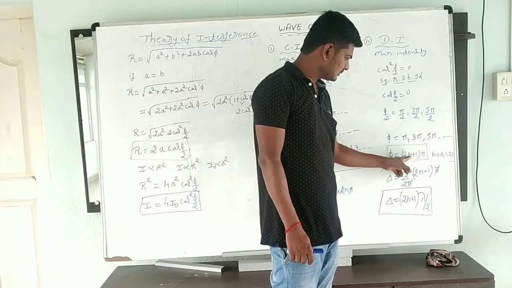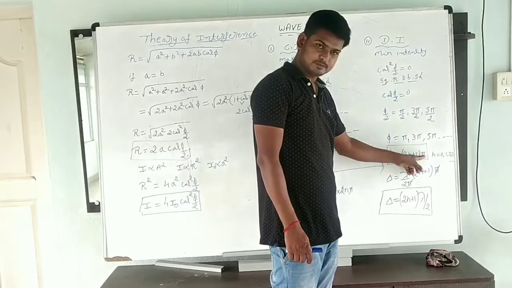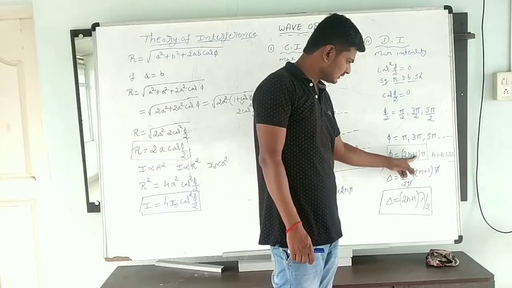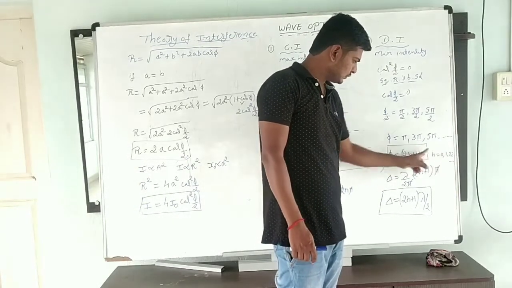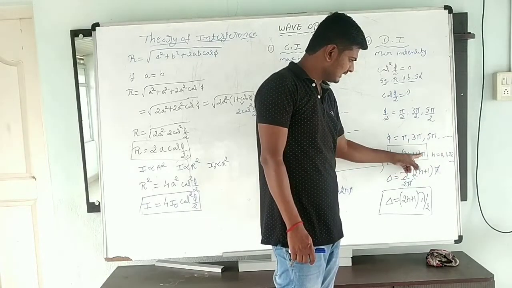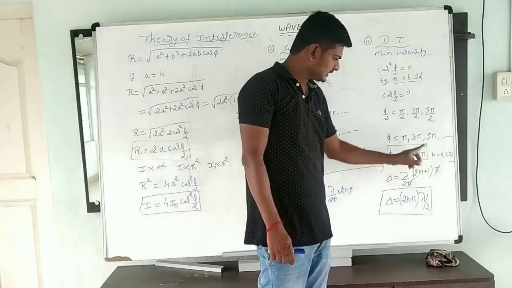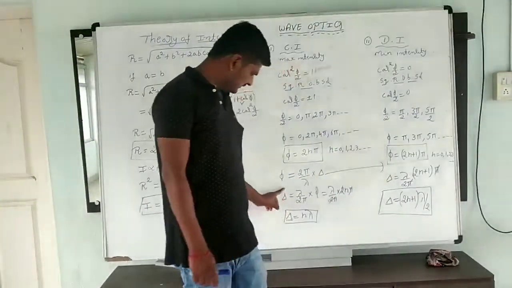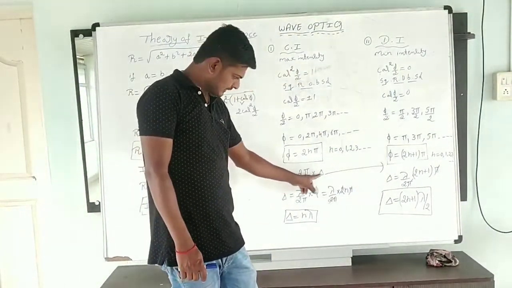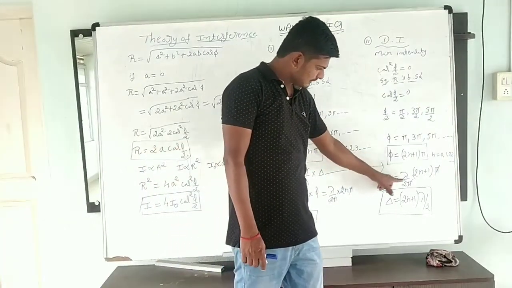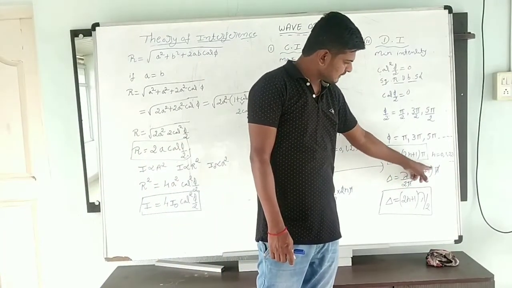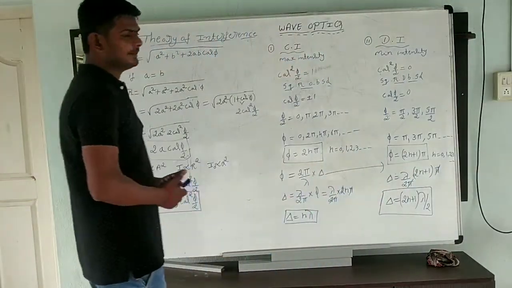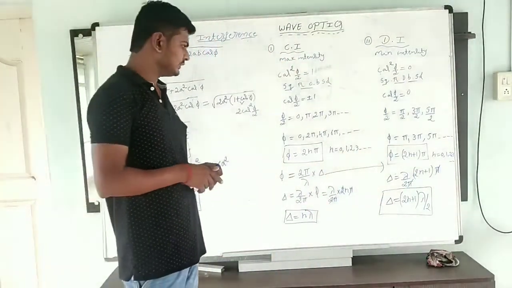Again, we substitute here. When n equals 0, 0 plus 1 means pi. When n equals 1, 2 into 1 is 2, 2 plus 1 is 3, so 3 pi. When n equals 2, 2 into 2 is 4, 4 plus 1 is 5, so 5 pi. Like this we get the expression. Now for the path difference, the phase difference is equal to 2 pi by lambda into the path difference. So the path difference is equal to lambda by 2 pi into the phase difference 2n plus 1 into pi. Pi cancels. We get 2n plus 1 into lambda by 2.